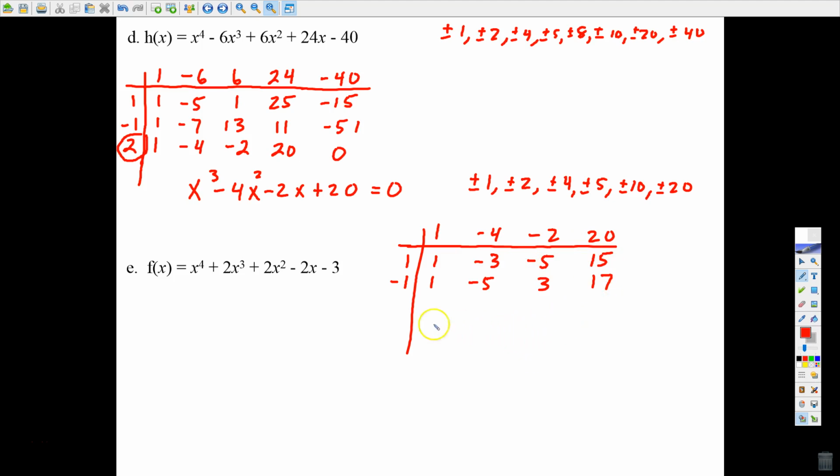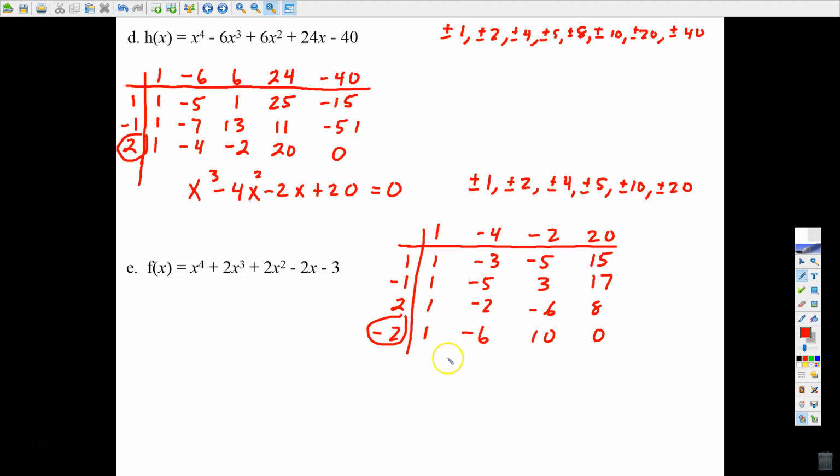Okay, so let's try 2. 1 times 2 is 2, plus negative 4, negative 2. Negative 4 plus negative 2 is negative 6. Negative 12 plus 20 is 8. Using negative 2, we get negative 2 plus negative 4, negative 6. 12 plus negative 2, 10. Negative 20 plus 20. We have a winner. All right, so our other 0 is negative 2 to go along with positive 2.